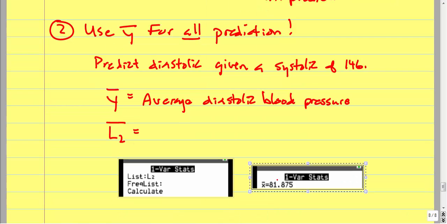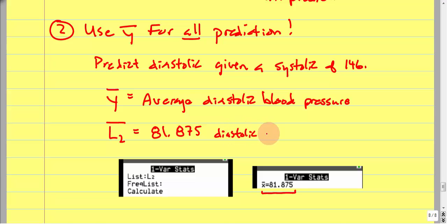Now I don't even care about the value that I plugged in for systolic. It's just saying they're not linearly correlated, so x doesn't matter. What matters is just the average of the y's. That's my best guess. So my average here would be 81, and of course round it however your MyMathLab says to round it, 81.875. And this is a diastolic blood pressure, and it is measured in mmHg. Okay, so this would be my best prediction.